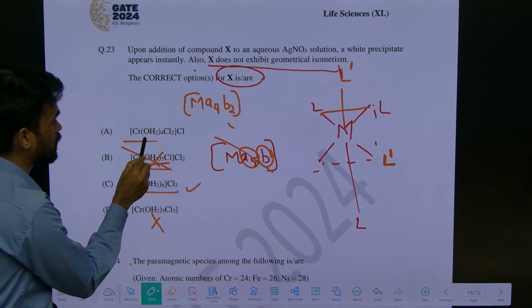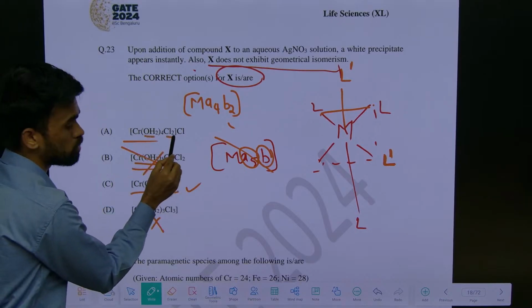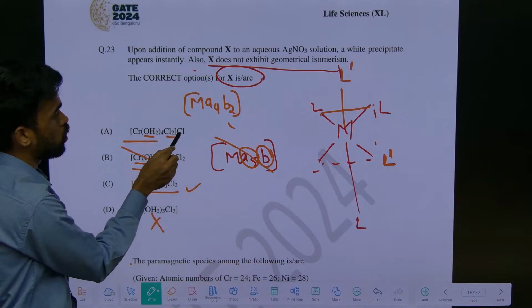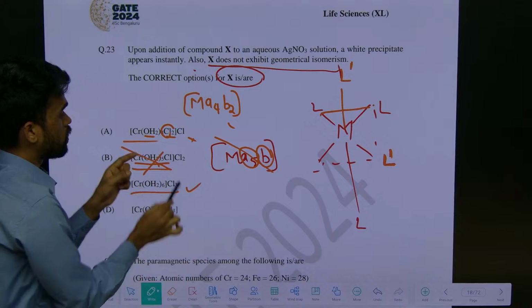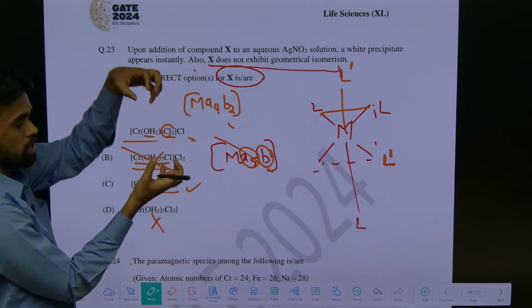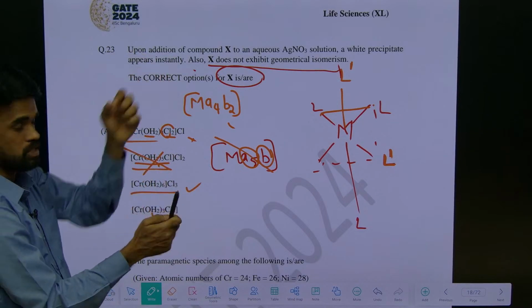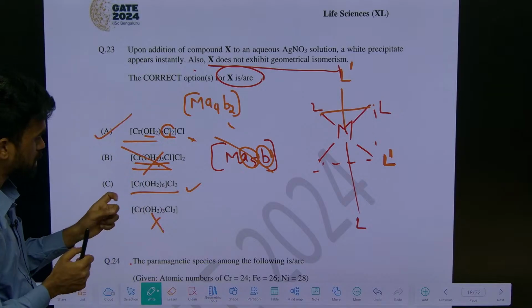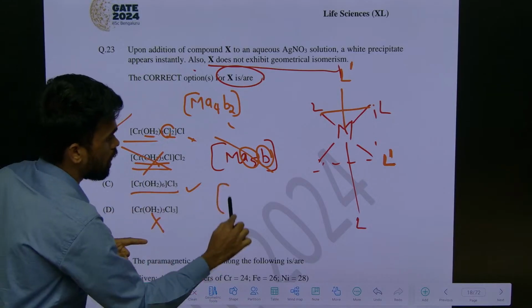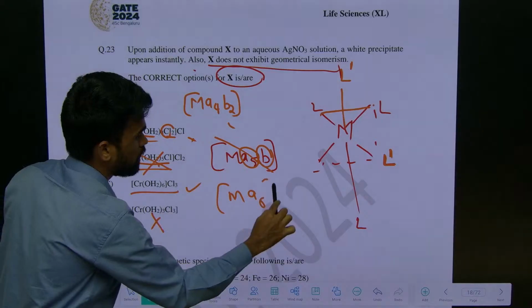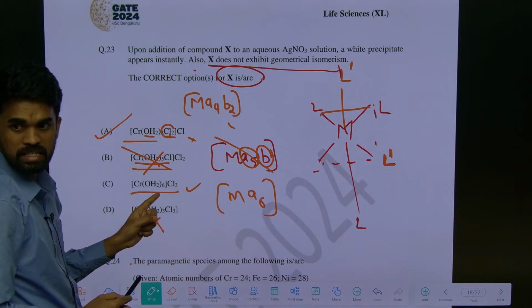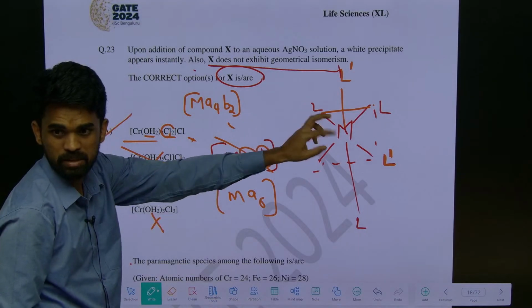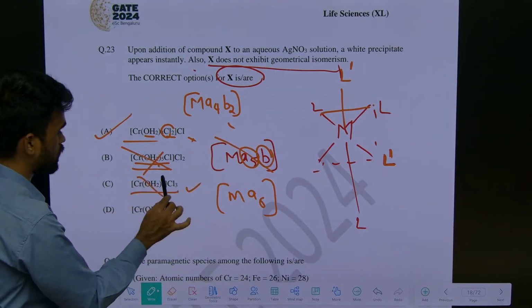Now there is a possibility. See, MA4B2, yes, cis trans is possible. These 2 chlorines, don't bother about the outside chlorine, it comes out. Inside only you check. So chlorine, cis to each other, trans to each other. So A is possible. The next here, all are the same. MA6, will it show? All the ligands are the same. Will it show cis trans isomerism, like geometrical? No. So eliminate this also.